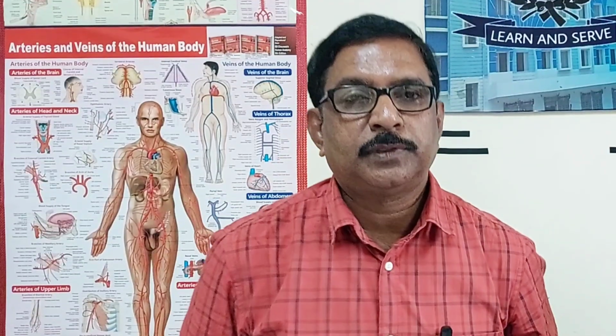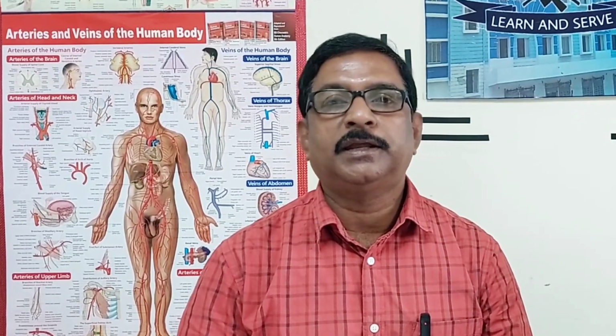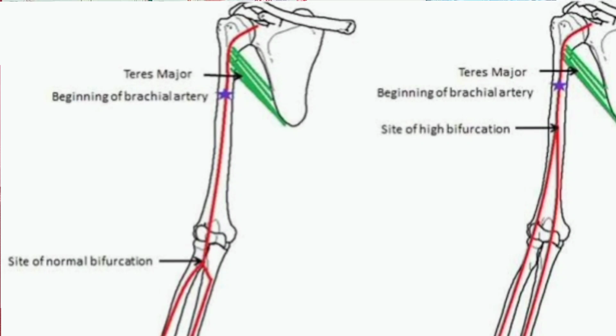Let us discuss few questions on these structures. First of all, brachial artery. Brachial artery, it is a continuation of the axillary artery. At which point is the brachial artery formed? Below the teres major muscle, the axillary artery becomes brachial artery.